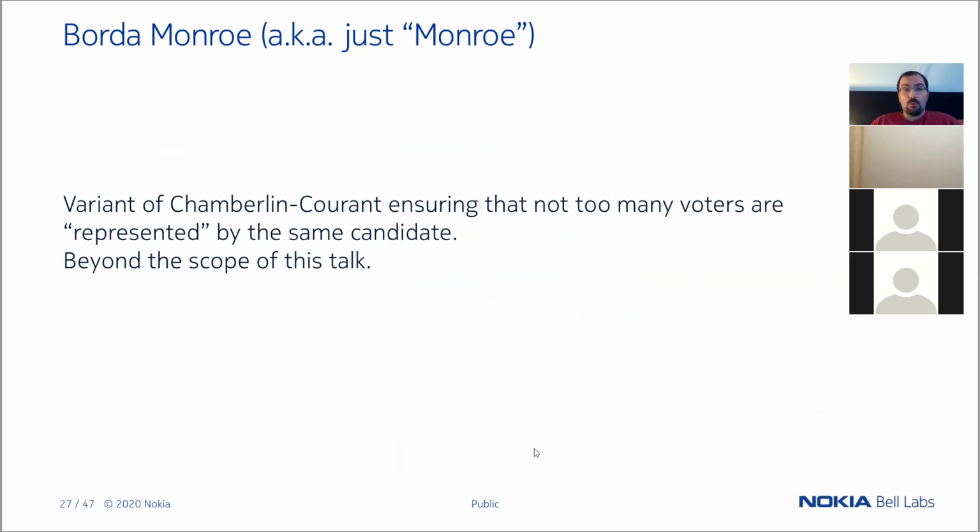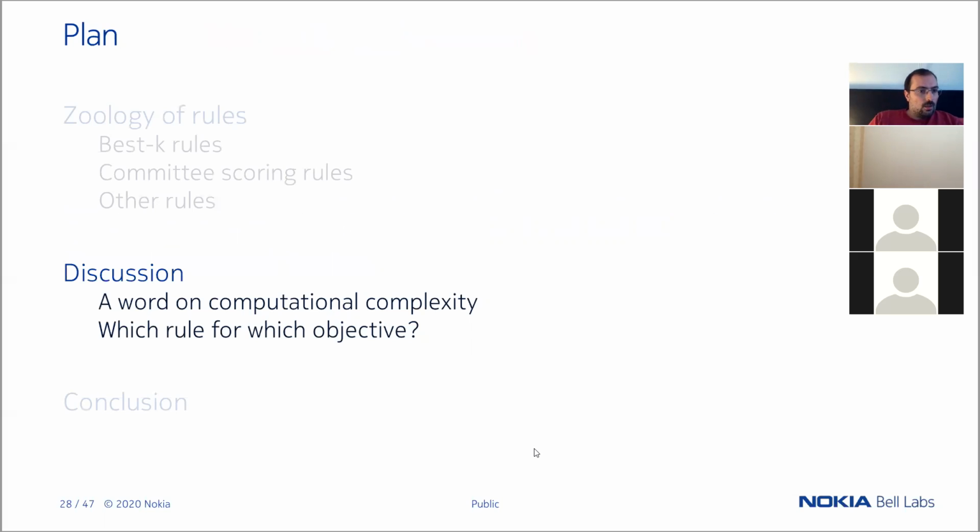Finally, I will just mention a rule called the Monroe rule, which is a variant of Chamberlain-Courant that ensures that not too many voters are represented by the same candidate, and I will not give the details about this rule. So I guess I have, yes, a bit of time for the discussion. First, I will say a few words on the computational complexity of these rules, and then I will go back to the question of the objective that you pursue, which we talked about at the beginning of the talk.